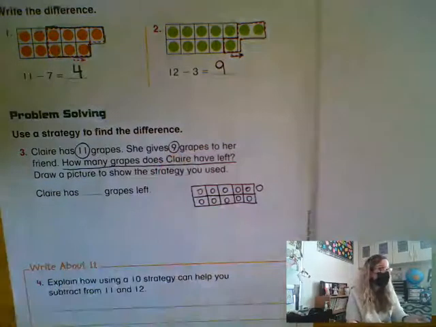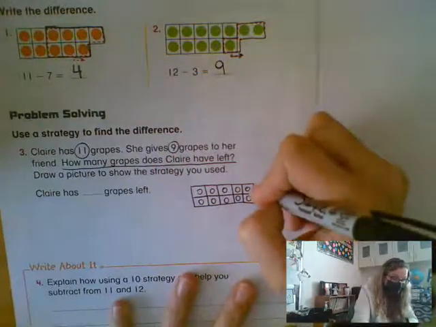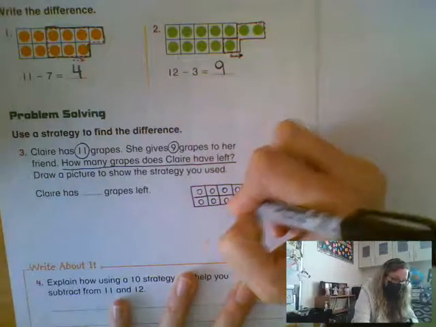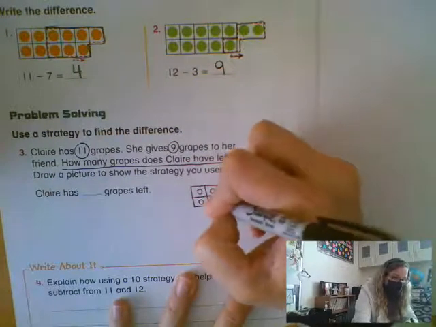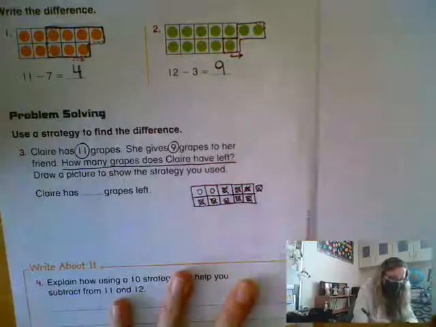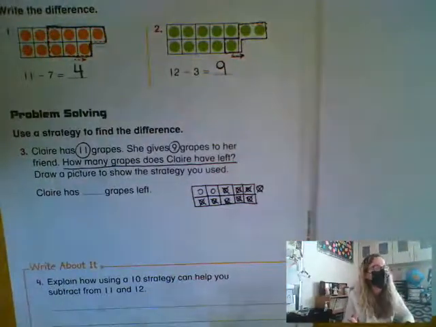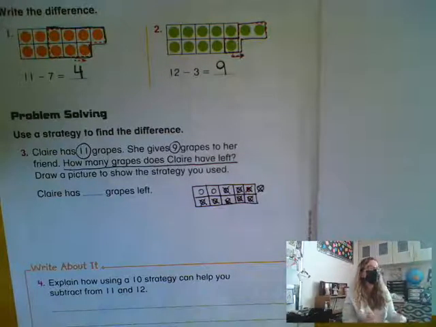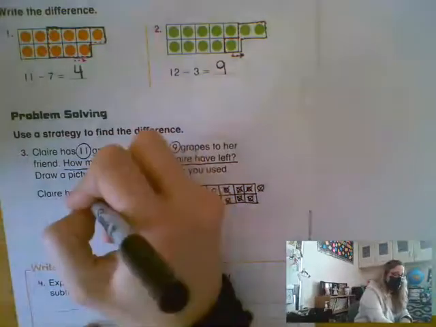9. So let's take away 9. Here we go. 1, 2, 3, 4, 5, 6, 7, 8, 9. Okay. How many are left, Lily? 2. So she had 11 grapes in her snack bag and she gave 9 of them away. Now she only has 2 grapes left.